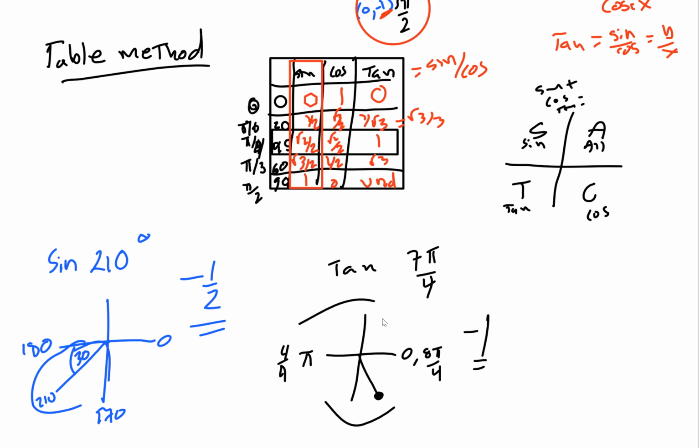And that's the table method. You just figure out what quadrant you're in, draw it, then look at the reference angle, and you've got your answer. I don't care which way you use. The table method is the way I think most people are going to use it, but either way is fine. Just pick one and be good with it.